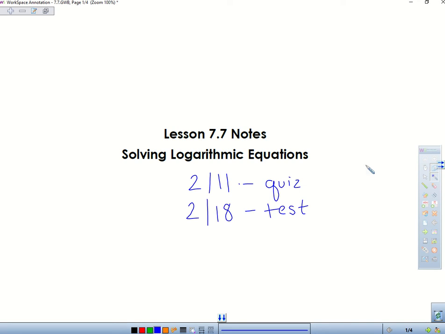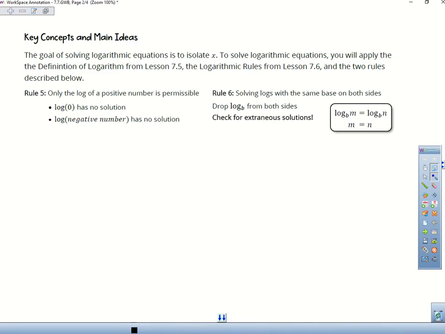All right, so today we're going to be doing 7-7, which is solving logarithmic equations. For this particular lesson, everything that we've done up to this point is a prerequisite skill. So I'm going to be referencing skills you've learned from 7-3 up to 7-6. The expectation is that you know how to do those things.